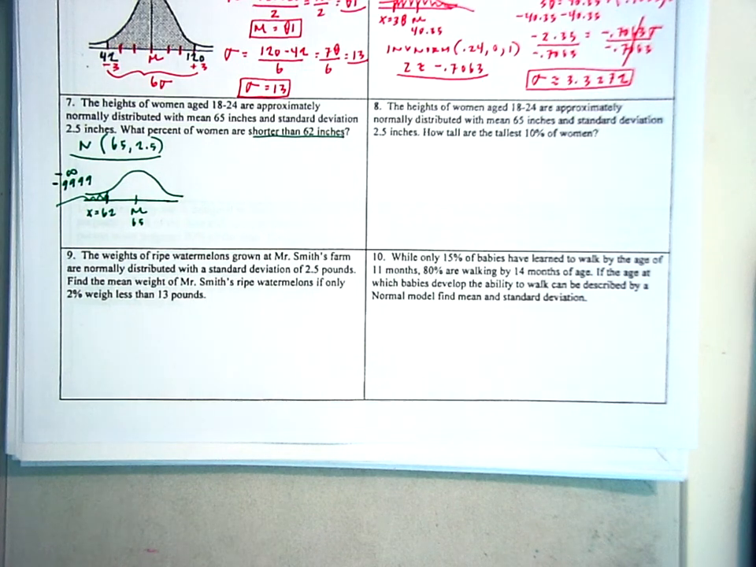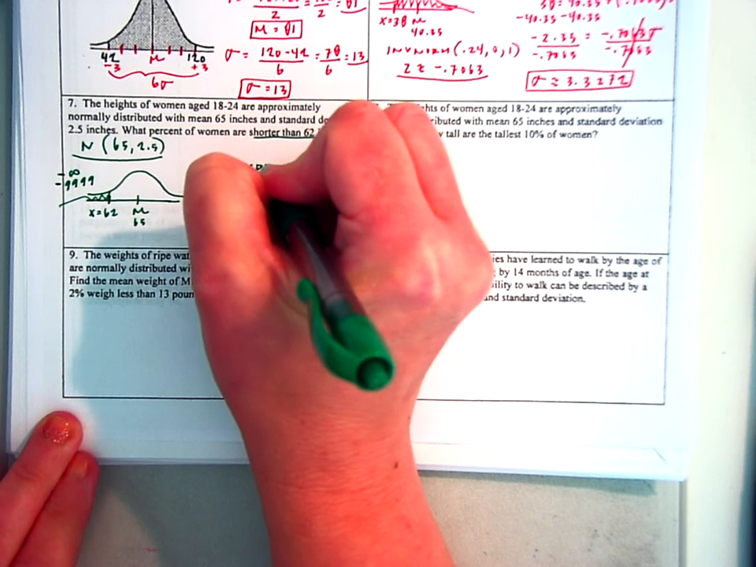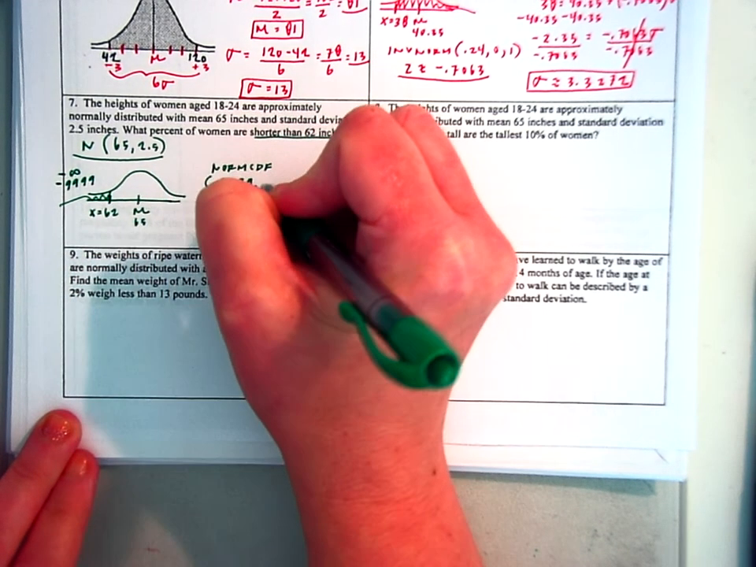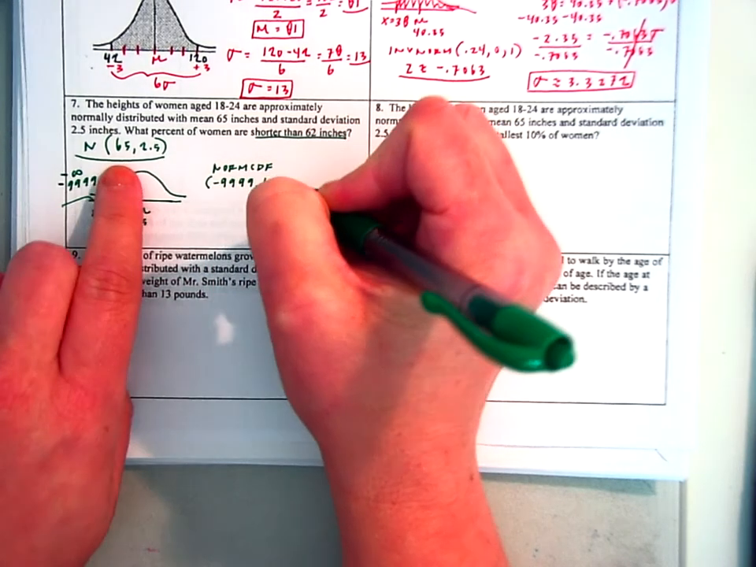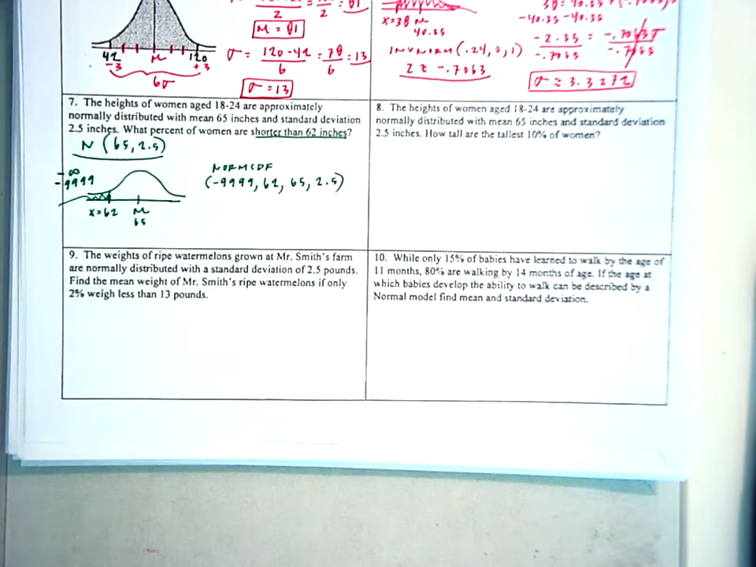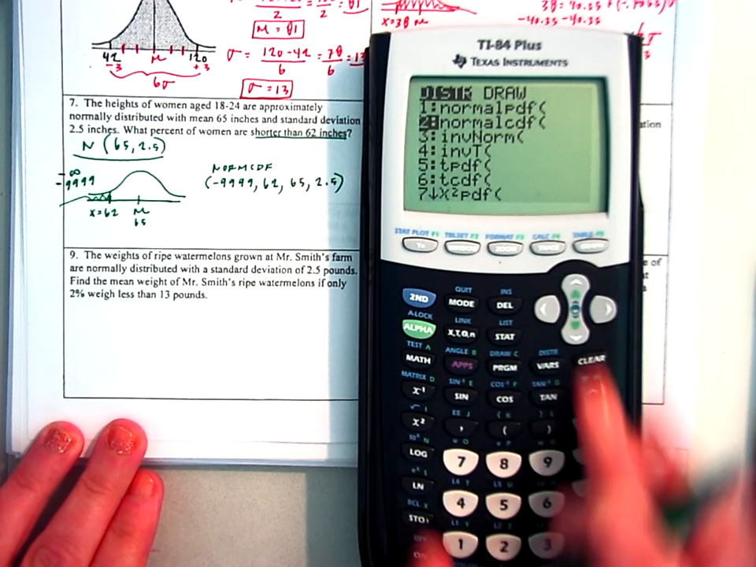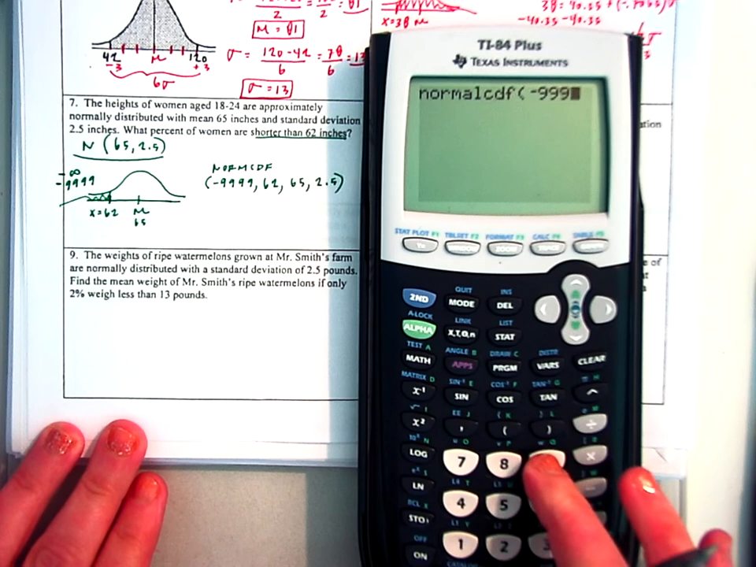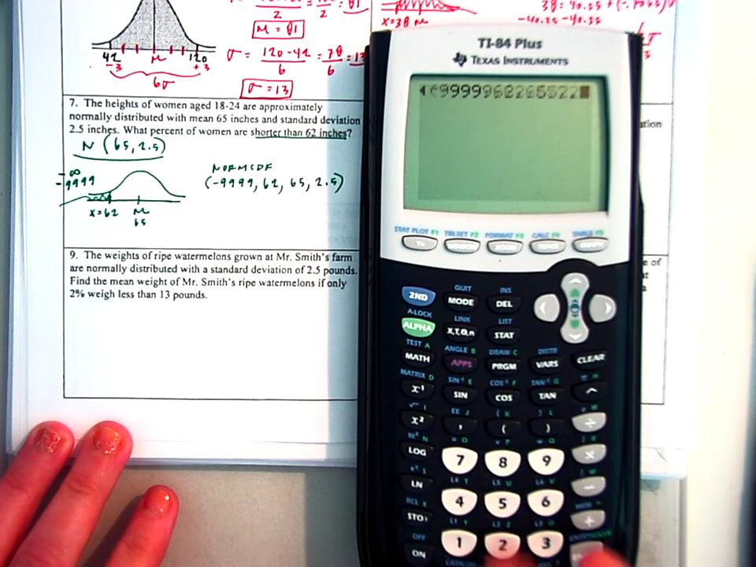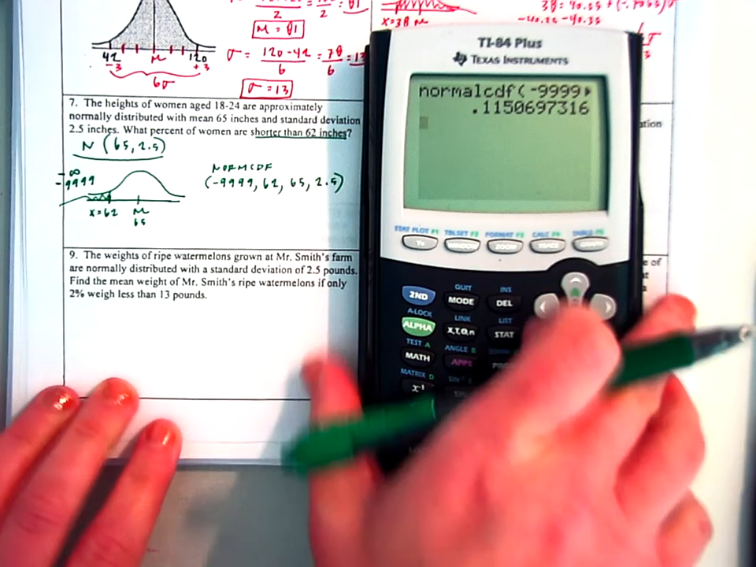Okay, so here I would do normal CDF. I'm going from negative 9,999 up to 62 with a mean of 65 and a standard deviation of 2.5. So let me type that in. Normal CDF, negative 9,999 up to 62. Mean is 65, standard deviation is 2.5. So here I'm going to get about 0.1151.